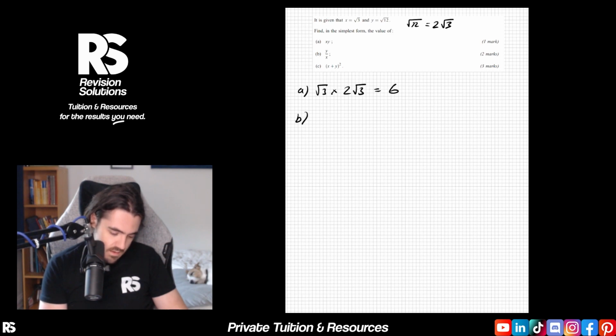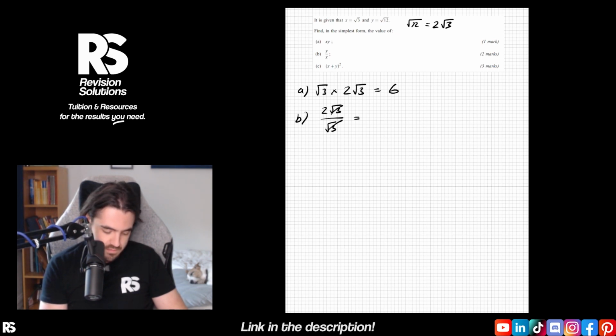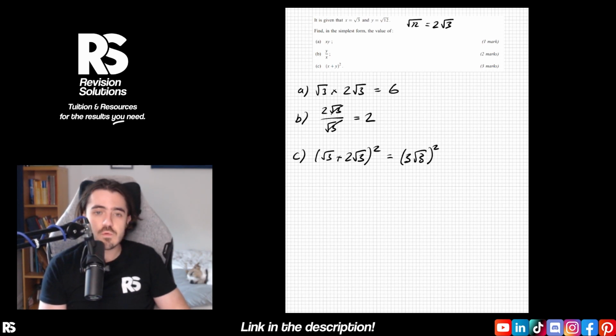Then for part B, we've got y over x, so 2 root 3 over root 3. And then our root 3s just cancel, leaving us with 2. Then for part C, we've got x plus y all squared. So that's root 3 plus 2 root 3 all squared, which is simply 3 root 3 all squared. And then 3 squared is 9. Root 3 squared is 3. 9 threes makes 27.